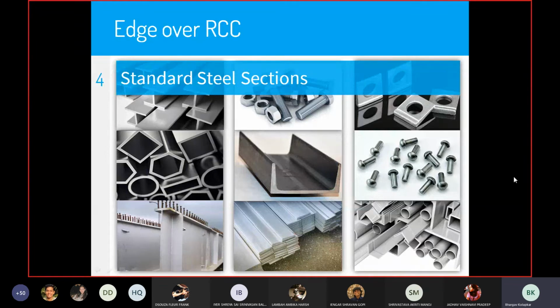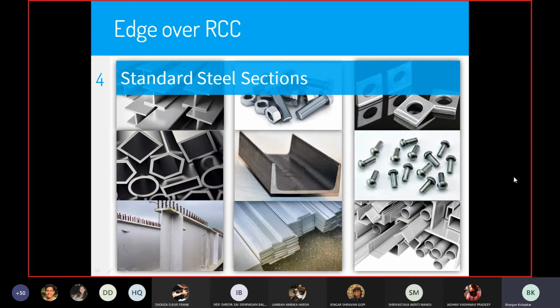And the last is that it has standard steel sections. There's a huge catalog of different types of sections from which you can choose. So there's already a sense of reference, and there's a combination of sections that you can try out to build what you want. Reinforced concrete is not that way. There's no fixed shape that you can give it.